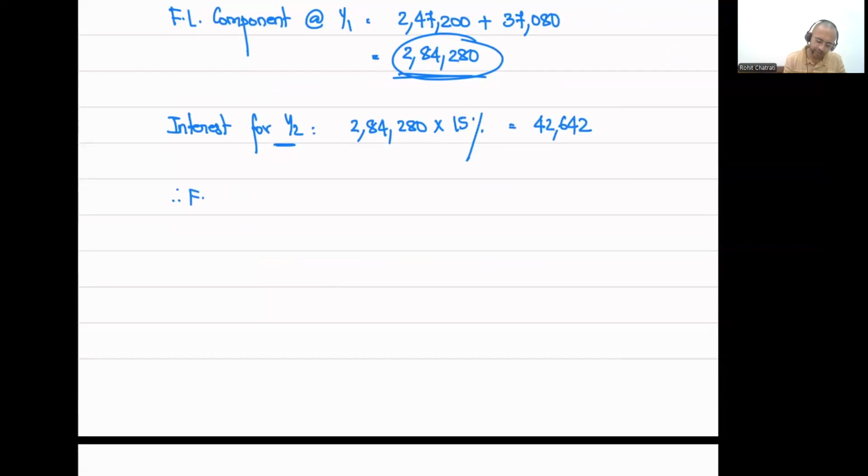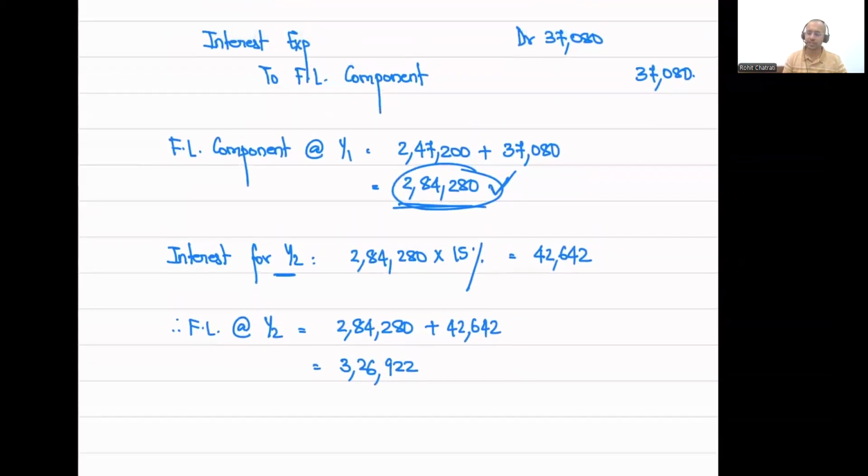Therefore, my financial liability value at the end of year two is: I had a balance of 2,84,280 at the beginning of year two. I add 42,642 to it, and therefore my closing balance of financial liability at the end of year two is 3,26,922. So what is happening is my financial liability is increasing year on year as a result of the interest that I'm recognizing.